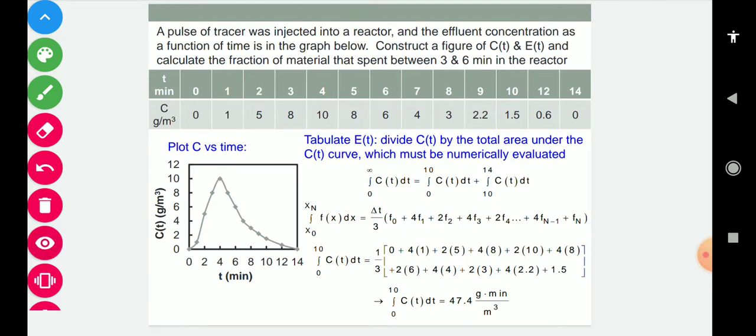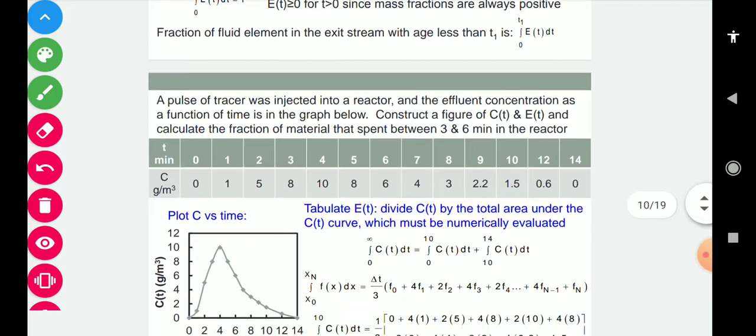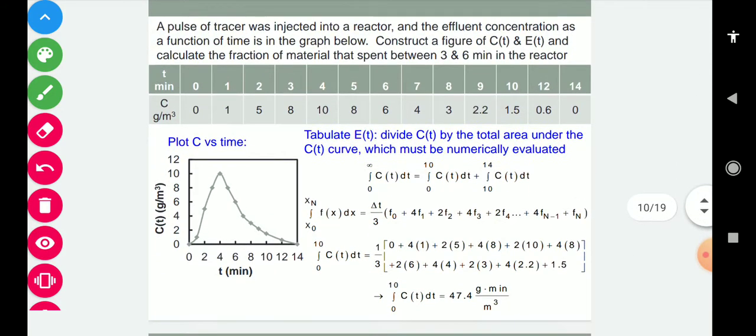Formula was given over here. This E(t) is C(t) upon the integration of C(t) between 0 to infinity. So first of all you have to find out this term to calculate E(t). Now this term, first of all you have to calculate this term.